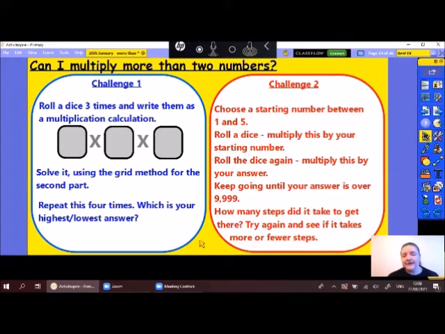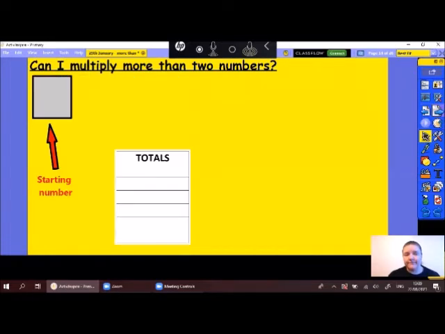Now for challenge 2, the instructions are all here, but I think actually it's easier if I show you what you need to do. The first thing you need to do is choose a starting number between 1 and 5 and write it down. So I'm going to have the number 3 as my starting number. You'll also need space where you can make a list of totals as you go along.